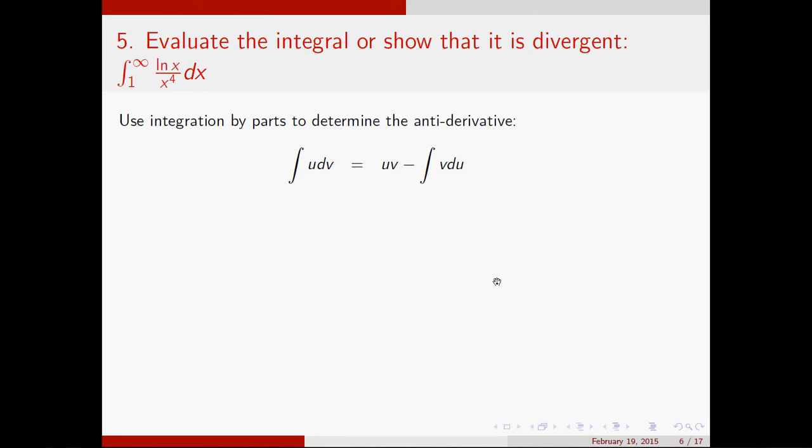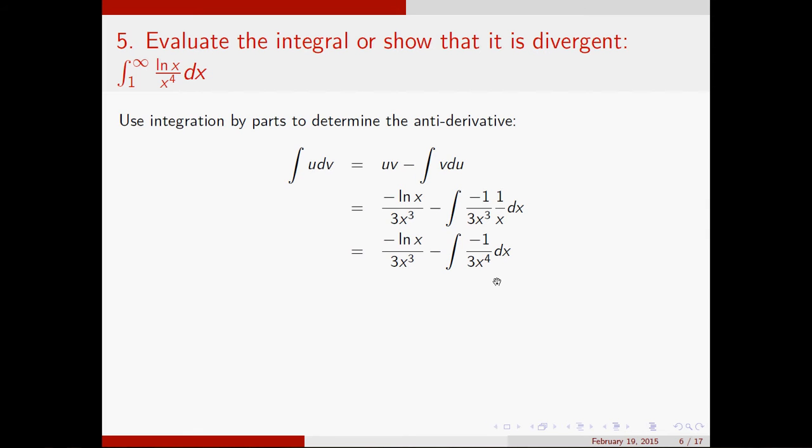Okay, so integration by parts: the integral of u dv equals uv minus the integral of v du. We're going to take those substitutions from the previous slide and plug and chug. u times v ends up being minus the natural log of x over 3x cubed. We're going to subtract the integral of v du, which is negative 1 over 3x cubed times 1 over x dx.